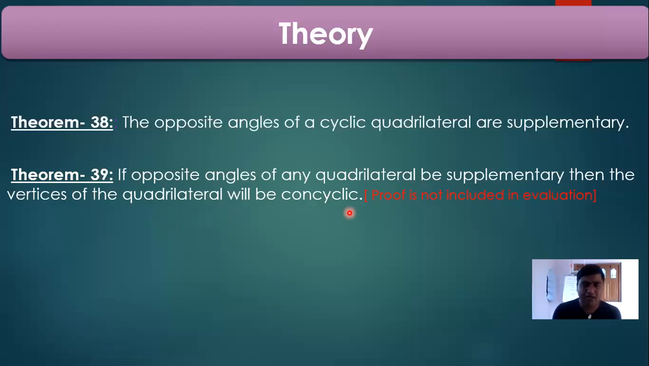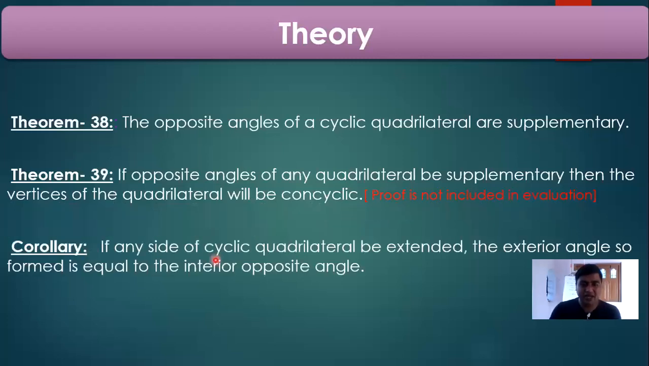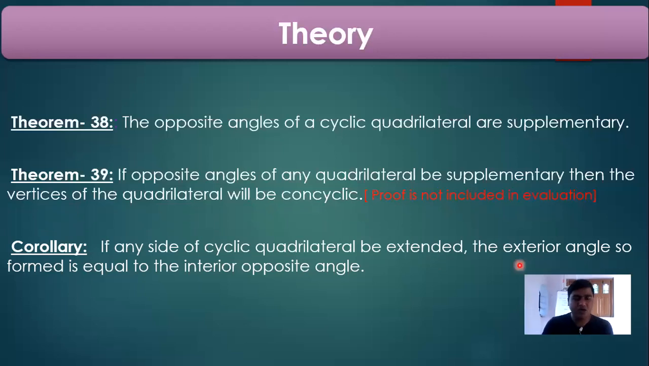And there is one corollary. The corollary is: if any side of a cyclic quadrilateral is extended, the exterior angle so formed is equal to the interior opposite angle. If one side is extended in a cyclic quadrilateral, then one exterior angle is formed, and this exterior angle is equal to the interior opposite angle. Basically, there are three theories. On the basis of these, we do the sums in exercise 10.